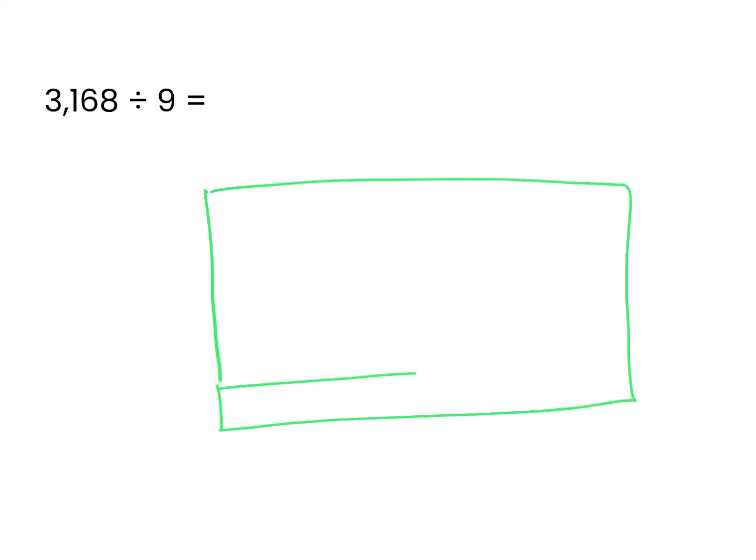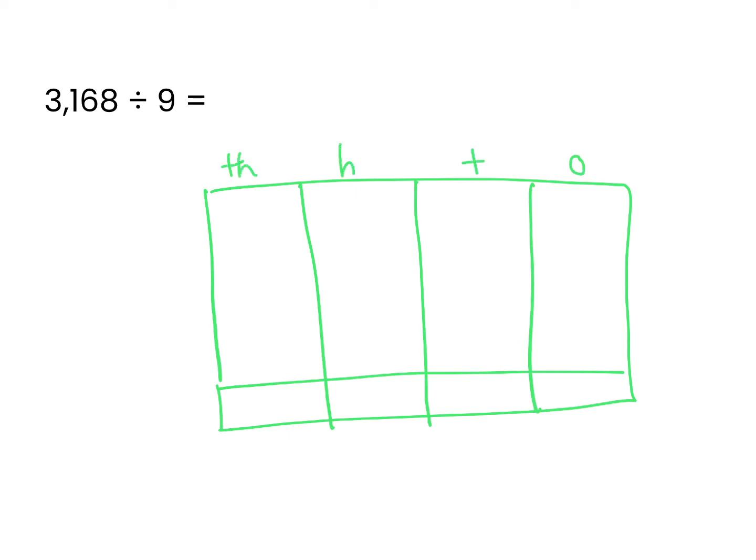I get the feeling I'm going to have to do a lot of groups. So we set it up again, our 1s, our 10s, our 100s, and our 1000s. And I have 3 thousands. I have only 1 hundred, 6 tens, and 8 ones. So right away, I know I've got to move those 3 thousands over to hundreds as 3 groups of 10. So we've divided by 9, so I'll be doing groups of 9.